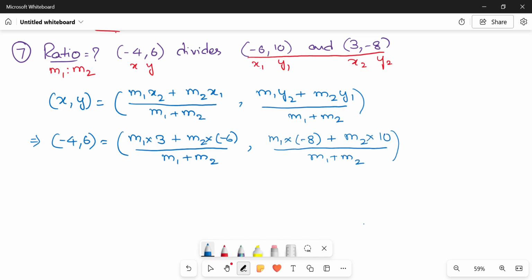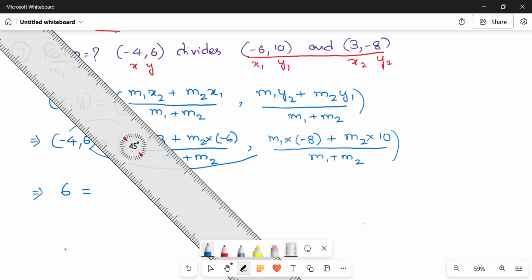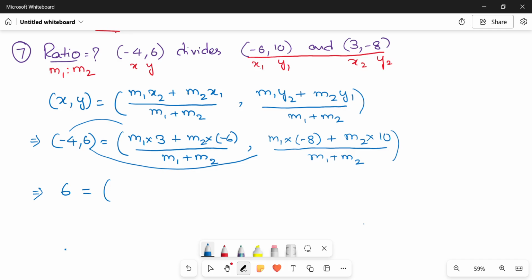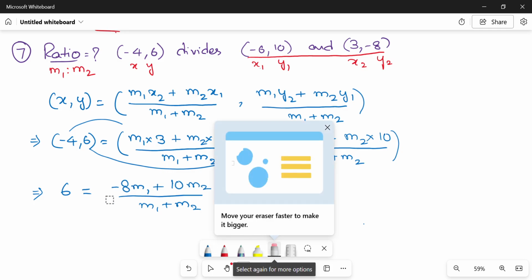Now, as we have seen, one coordinate is equal to another coordinate. That means you can equate x coordinate to x coordinate or y coordinate to y coordinate. Anything you can take. Since we don't have 0, let us take the y coordinate. 6 equals m1 into minus 8, which is minus 8 m1, plus 10 m2, divided by m1 plus m2. Is it right? So let us go.